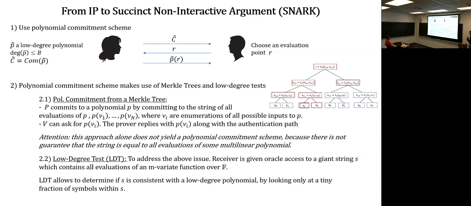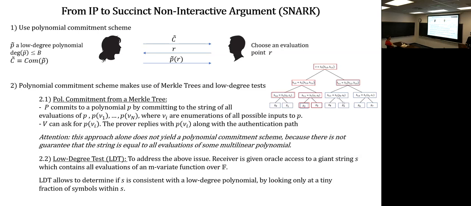Polynomial commitment schemes, which are used to transform an IP into a SNARK, usually make use of two underlying building blocks: Merkle trees and low degree tests. In order to construct a polynomial commitment from a Merkle tree, the prover would commit to a polynomial by committing to the string of all evaluations of this polynomial at w1 to wn. So basically, how this Merkle tree is computed, all the evaluations of this polynomial are put as the leaves of the Merkle tree. And then by applying the hash function to two of the evaluations, we will obtain the corresponding parent node, and so on and so on.